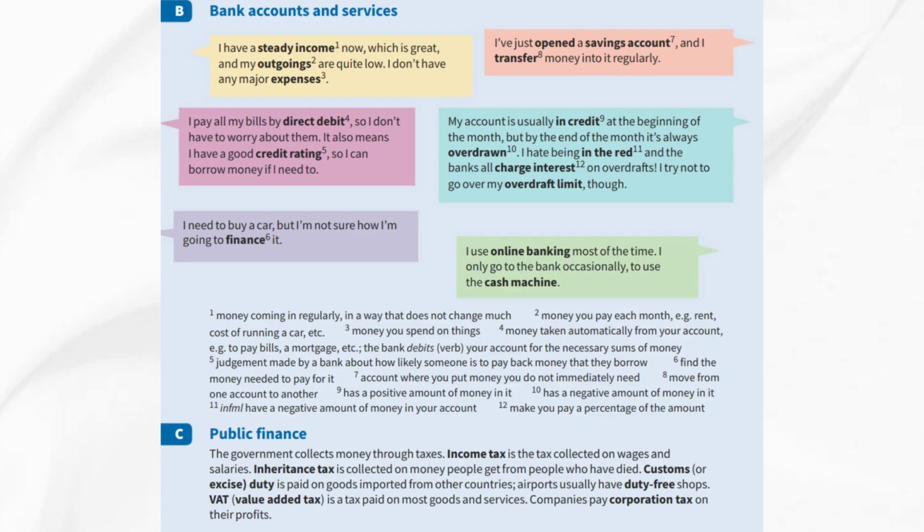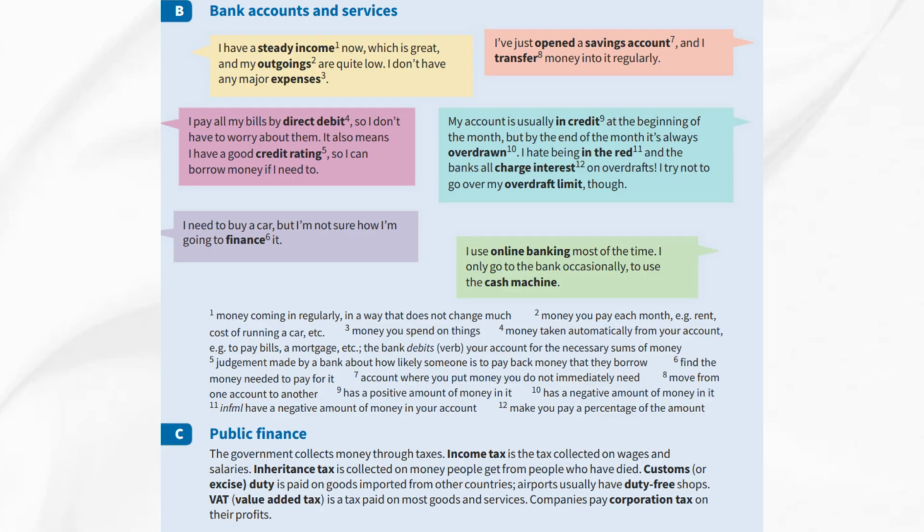My account is usually in credit at the beginning of the month, which means it has a positive amount of money, but by the end of the month, it is always overdrawn. It has a negative amount. I hate being in the red, which is an informal way of saying I have a negative amount in my account, and the banks all charge interest on overdrafts. They make me pay a percentage of the amount I owe. I try not to go over my overdraft limit.